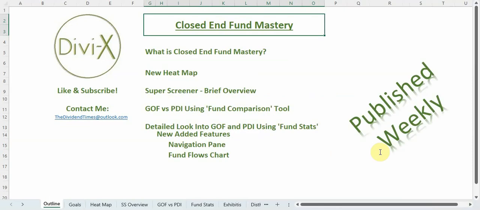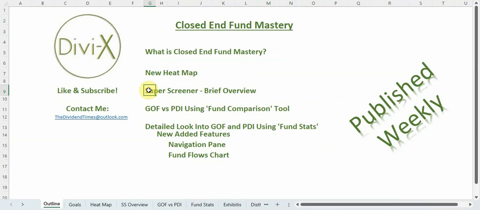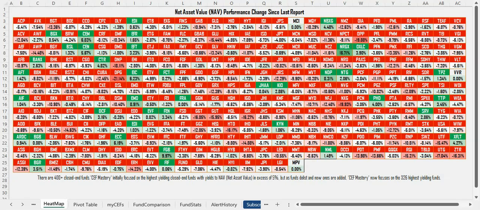Now, before we get to GOF and PDI, I have a couple things to go over. First is a new feature added to Closed-End Fund Mastery, which is my new heat map. And then I'll give you a brief overview of the Super Screener. The latest addition to Closed-End Fund Mastery is the Closed-End Fund Mastery Heat Map.